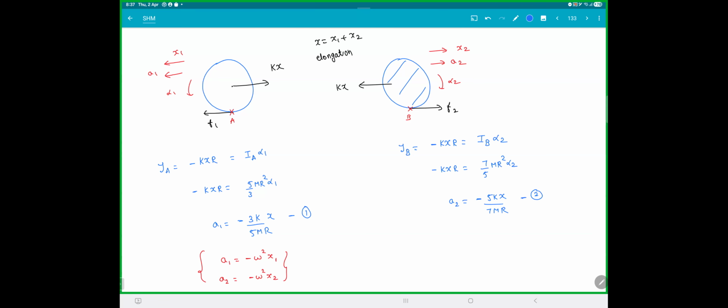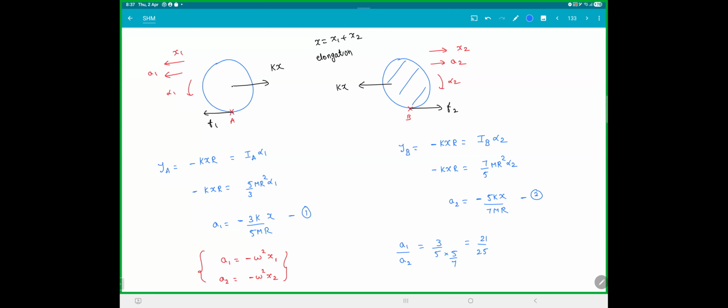Now, what do we do from here? How do we get x1 and x2 here? If you notice something here, if you divide a1 by a2, right? So kx by mr will cancel off. You get 3 by 5 by 5 by 7. You end up with 21 by 25. This is the ratio of the acceleration. But this is also equal to, we know a1 and a2 is minus omega square and this, right?